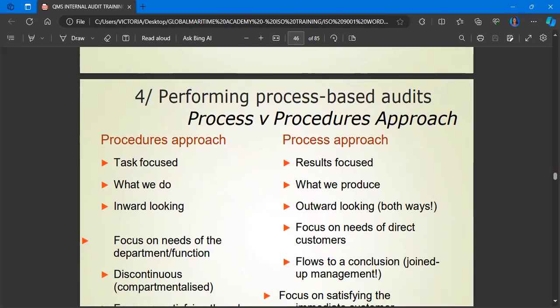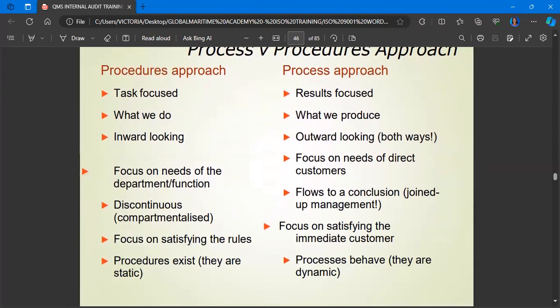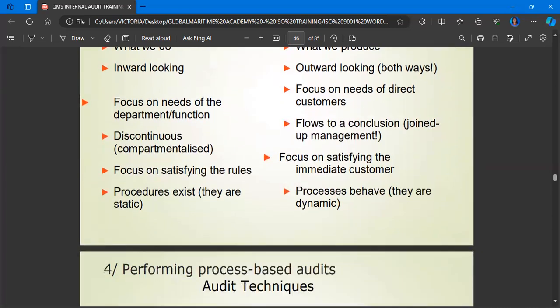Process-based versus procedure approach. Procedure approach is task focused. You are focused on the task, what we do, inward looking. You focus on the needs of the department or function. You focus on satisfying the rules and procedures that exist. Are they static?